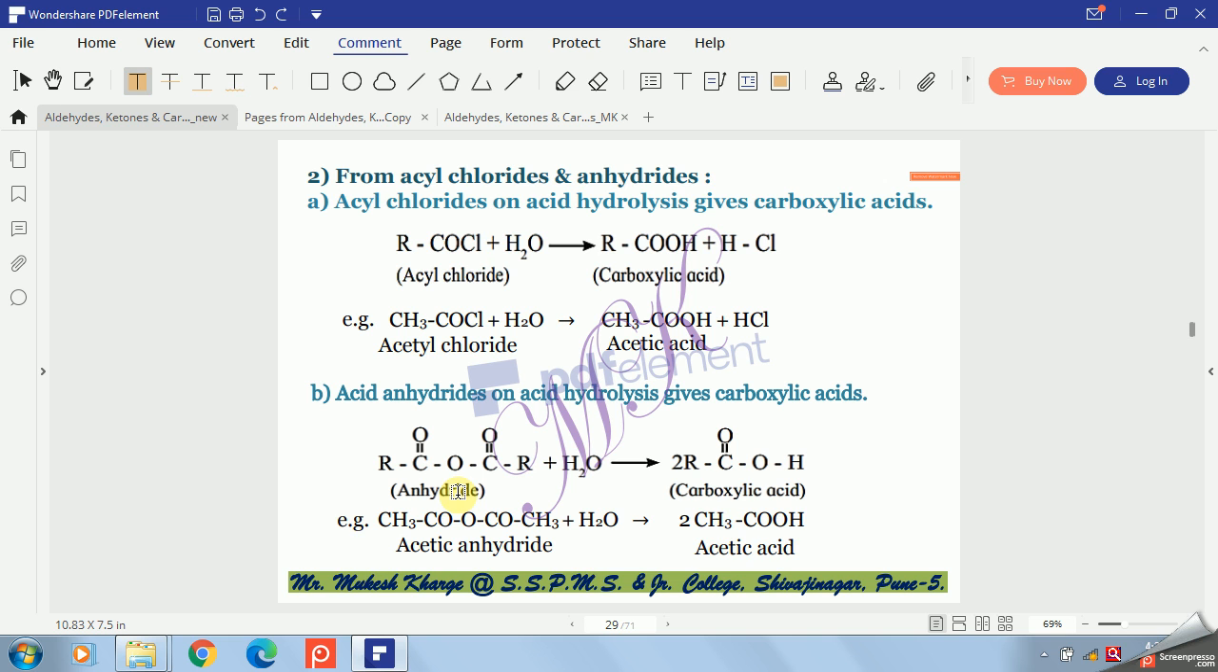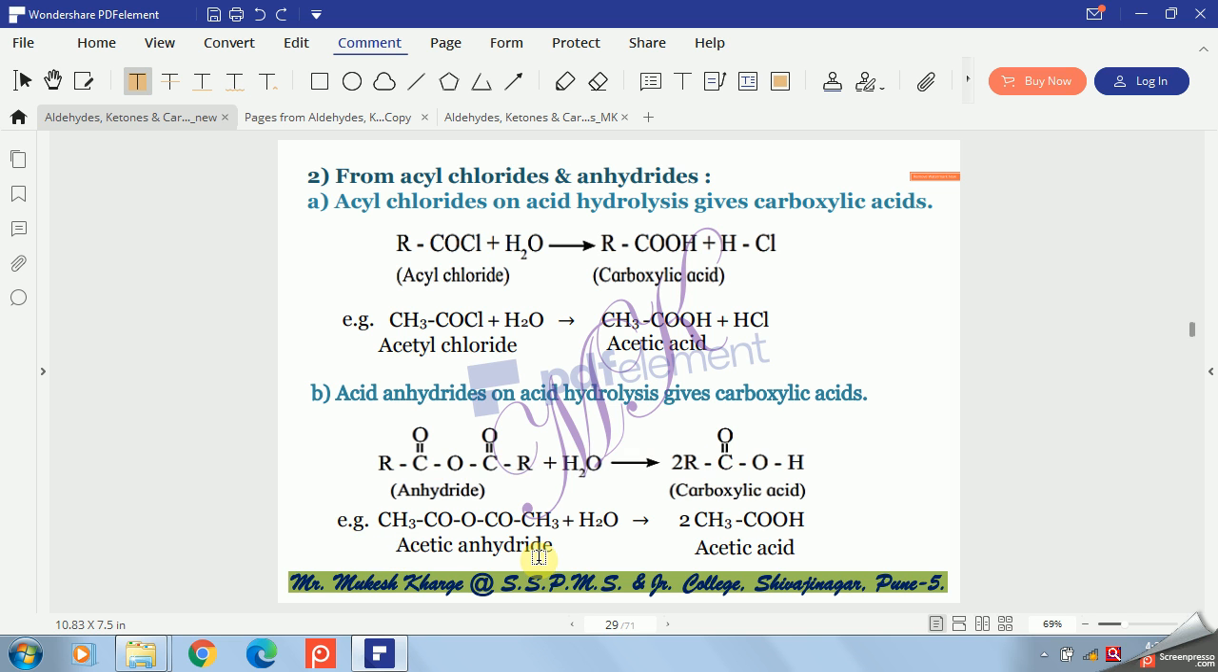So we have to break. OH will attach to any carbonyl carbon out of these two. Then we have to break the bond between this CO and O, and hydrogen is added to this O. So we get 2 moles of acetic acid. The general representation is, instead of CH3 there is R. So RCOOCOR, on acid hydrolysis, means H2O in presence of H plus, gives 2 molecules of carboxylic acid.